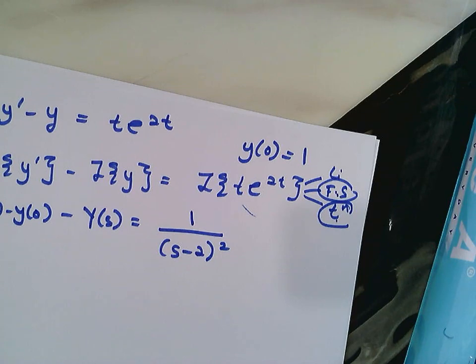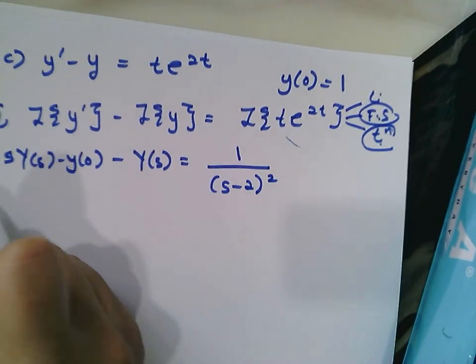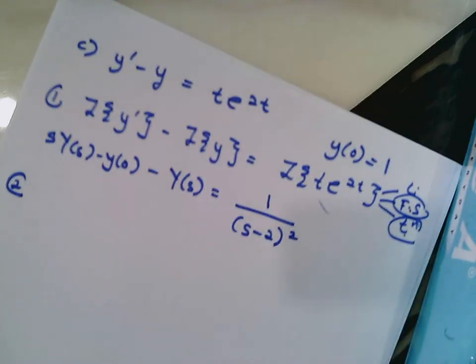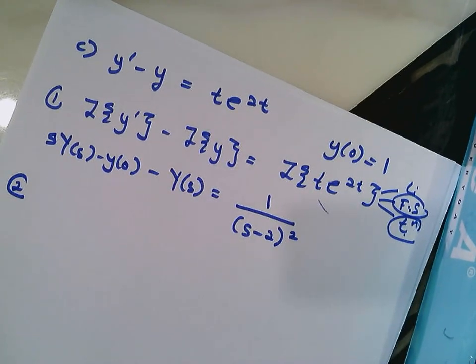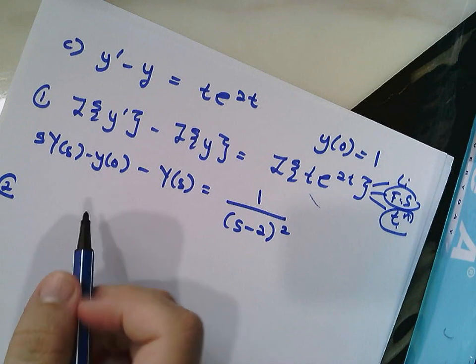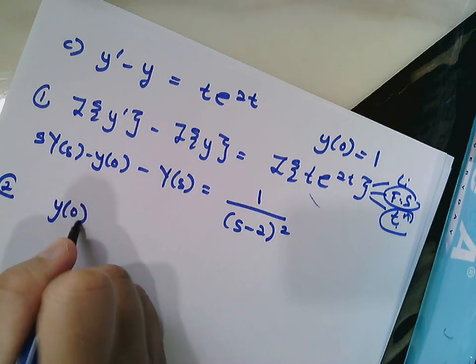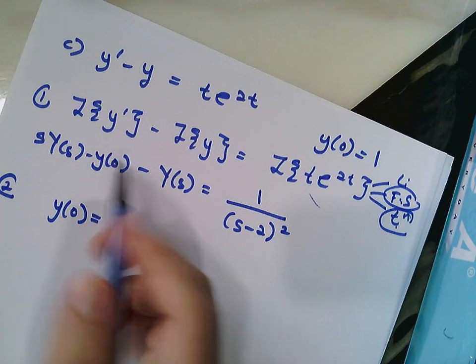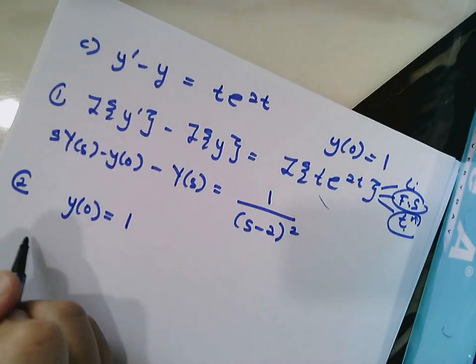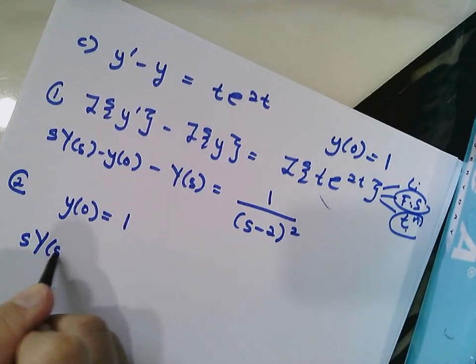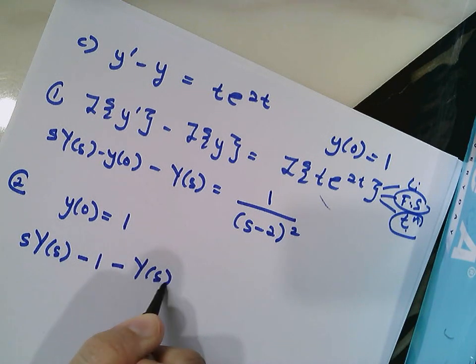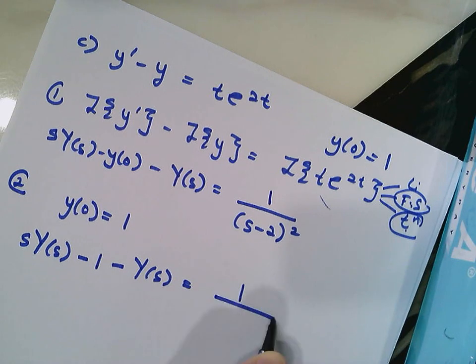Okay. So the second step is applying the condition. Your condition given is y(0) is equal to 1. So this one you cannot cancel out. Okay. So simplifying, this will give you sY(s) minus 1 minus Y(s) is equal to 1 over (s minus 2) squared.